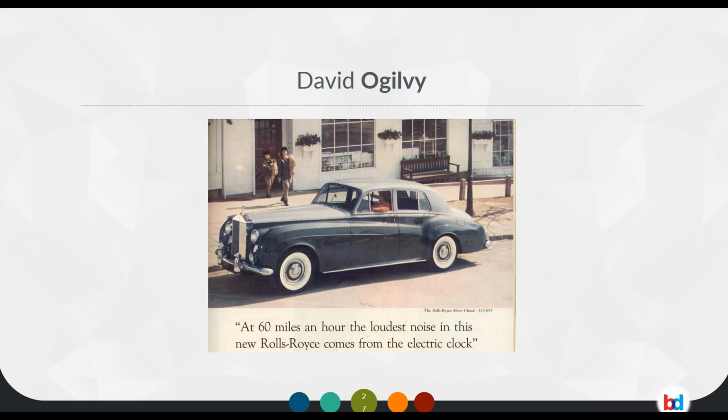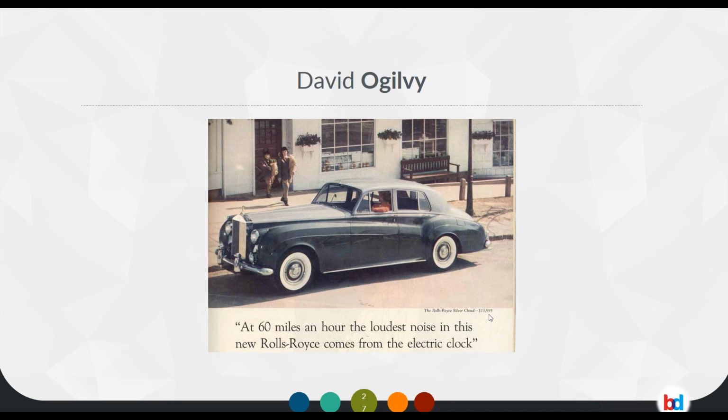David Ogilvy. David Ogilvy is probably one of the most well-known people in advertising. He's the only person that I'm aware of who became a billionaire through advertising. He has that distinction. One of his accounts was Rolls-Royce, and he had this very famous headline, "At 60 miles per hour, the loudest noise in this new Rolls-Royce comes from the electric clock." That creates an immediate story and mental image of the benefit of a Rolls-Royce. Now it's funny, I look at this and it's a Rolls-Royce Silver Cloud. I don't know if you can see that here.